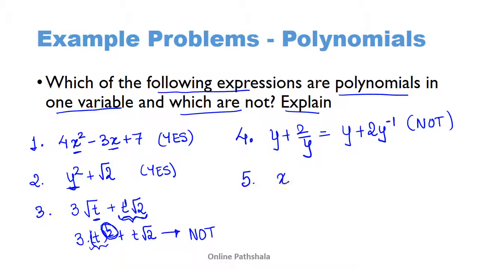And we look at the fifth example. Let's say x to the power 10 plus y cube plus t to the power 50. Now this is an interesting example because if you look at the number of variables, you have 3 variables, x, y, and t, right? So this is a polynomial, but it is a polynomial in 3 variables because there are 3 different variables. So this is also not a polynomial in one variable.